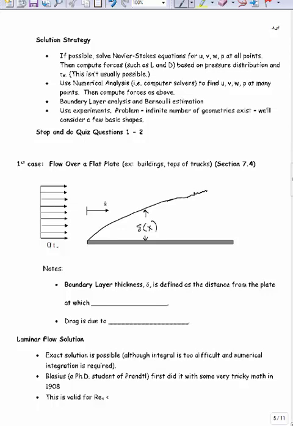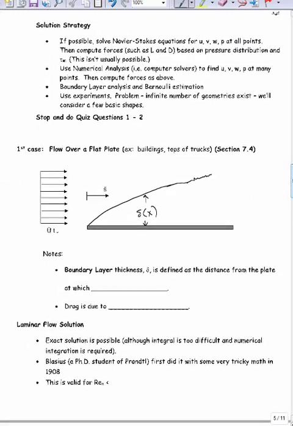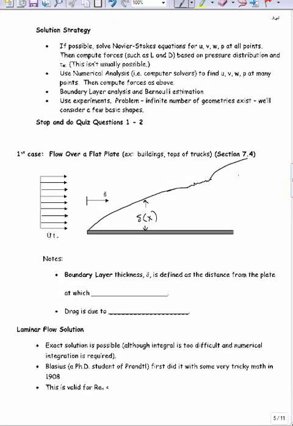Eventually you'll start to get some transition, little unstable regions, and then it's going to go turbulent. Okay, so turbulent out here. Okay, so here where it's laminar, nice smooth velocity profile.